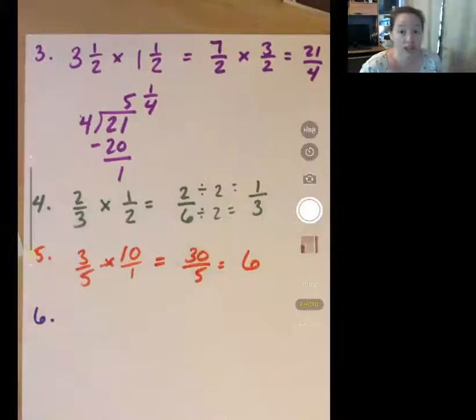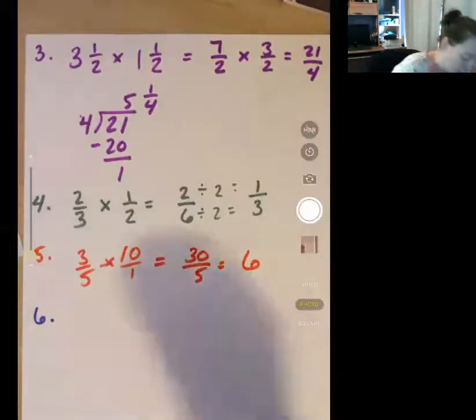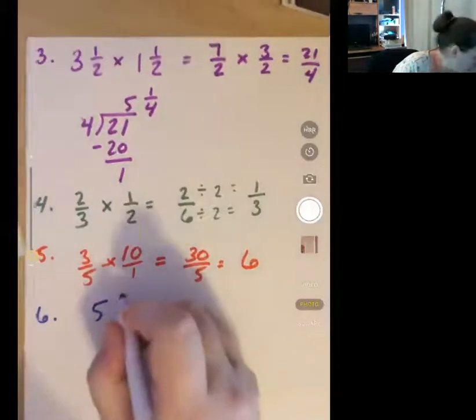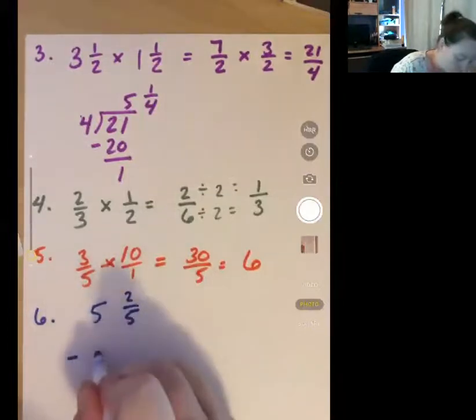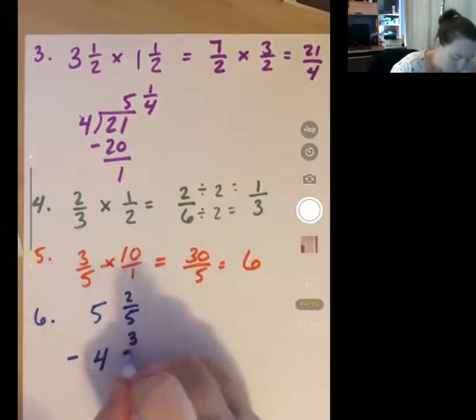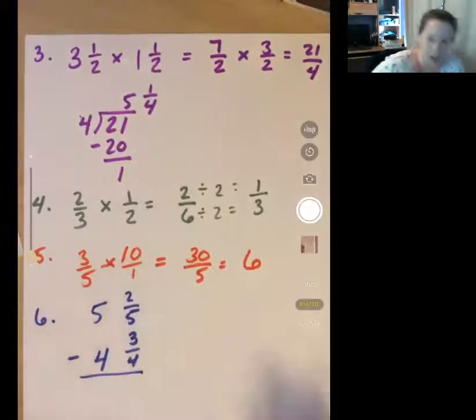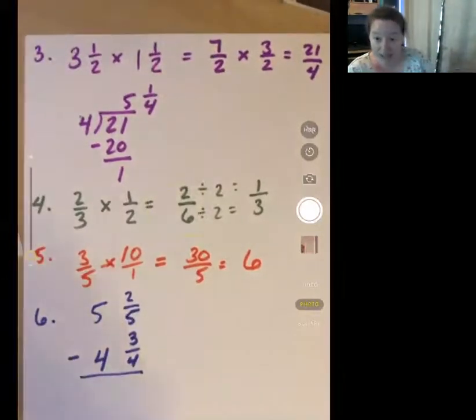Sterling plants a tree that is 4 3/4 feet tall. 1 year later, the tree is 5 2/5 feet tall. How many feet did the tree grow? Okay, so I'm going to put the larger number on top so I can subtract, because we are looking for the difference in tree growth. Now, I cannot subtract currently. I have to have common denominators. Do you remember how we get common denominators?